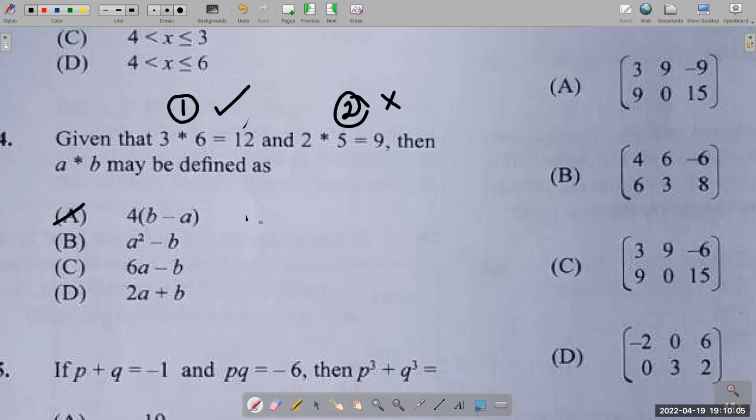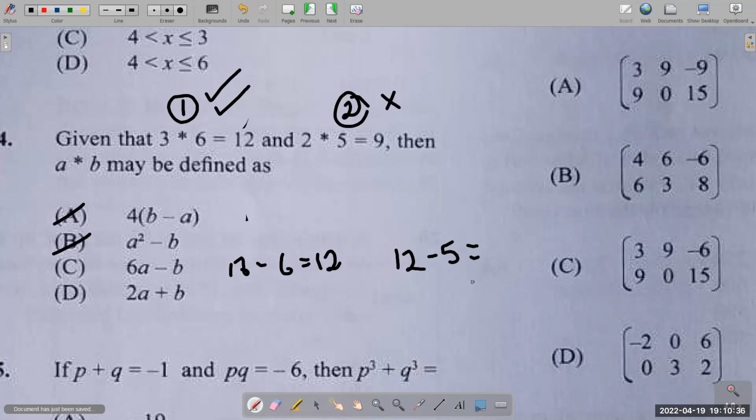A squared is 9 minus B, which is 6. I get 3. So we know it can't be that. That's wrong already. Let's look at C. Let's see if C is correct. C is 6A, which is 6 times 3 is 18. 18 minus 6 is 12. So it works for this one. Let's see if it works for the second one. 6 times 2 is 12. 12 minus 5 is what? 7? It's not 9. So that's not correct.